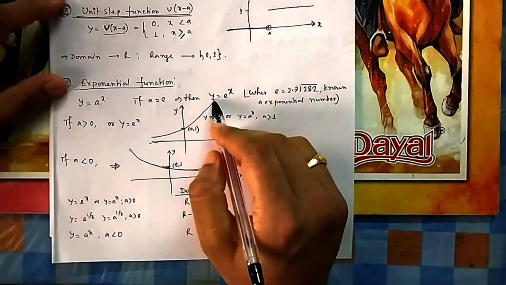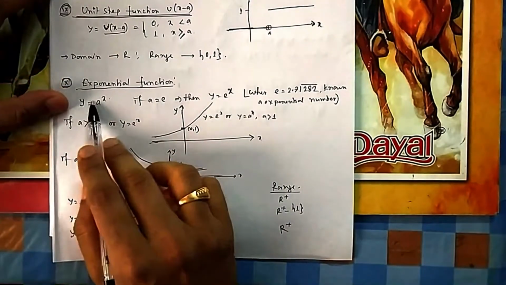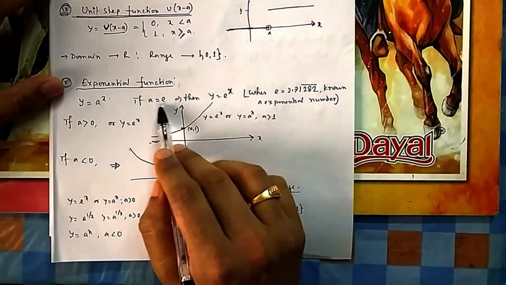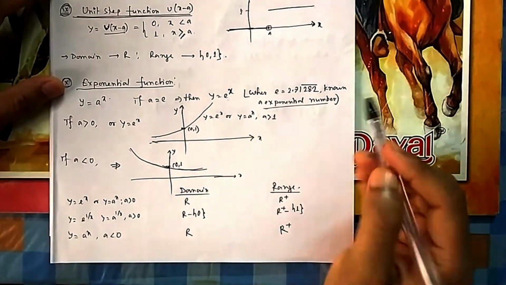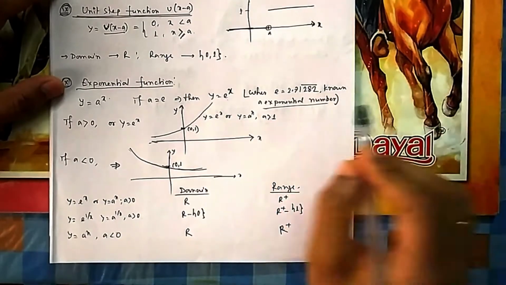Now what is exponential function? I think you have seen y equal to e to the power x, or anything to the power x, that is a to the power x. This is known as exponential. a can take any value. Generally we write e to the power x. If a becomes e, then it is known as e to the power x, where e is the exponential number like your pi, whose value is 2.71828, 1828, it repeats.